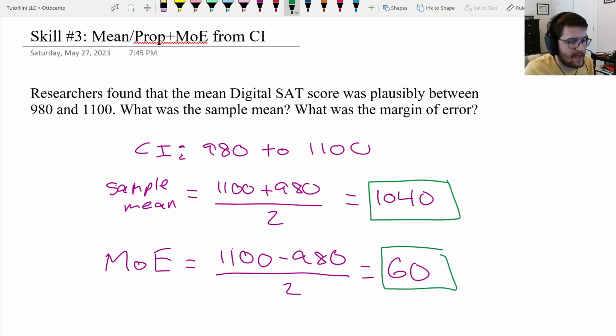It's always wise to just do a quick check to see if you get what you started with. So 1040 minus 60 gives me 980, and then 1040 plus 60 gives me 1100. So just do a really quick check before you move on. Okay, great. Let's move on to the next skill.